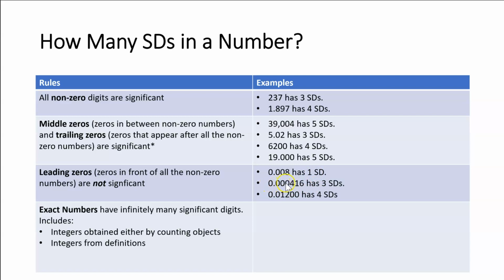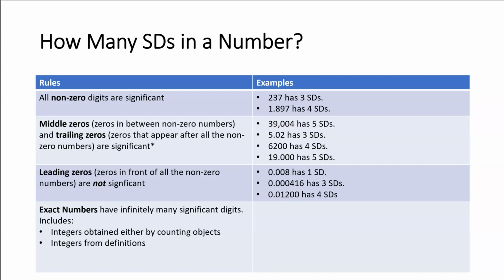0.000416, these leading zeros do not count. So 4, 1, and 6 are significant. That's 3 significant digits. And in the last number, 0.01200, the leading zeros are not significant. The trailing zeros are, so 1, 2, 3, 4 significant digits.